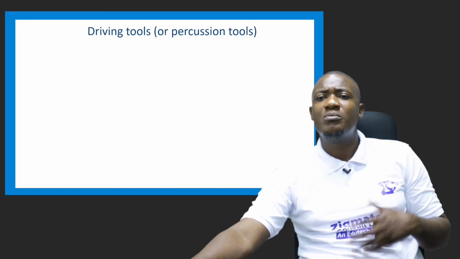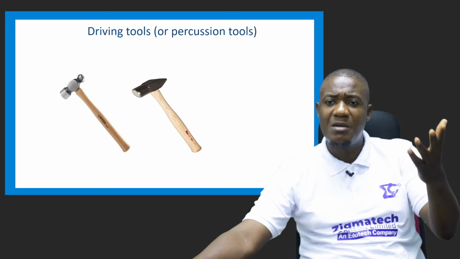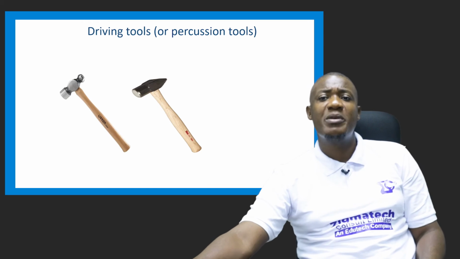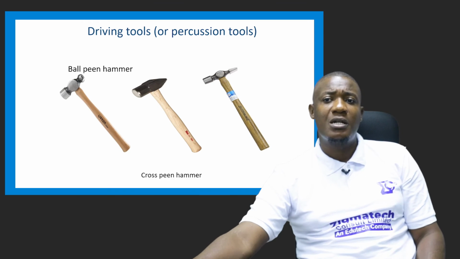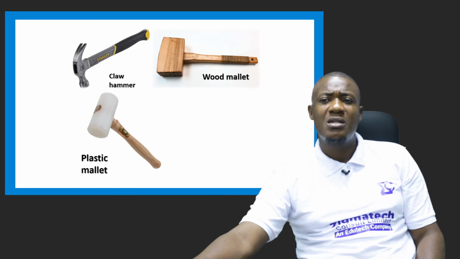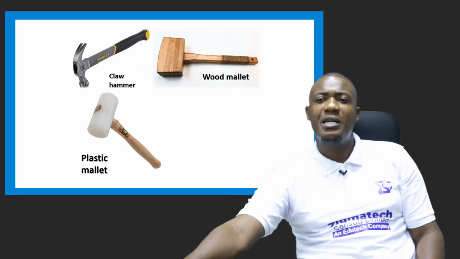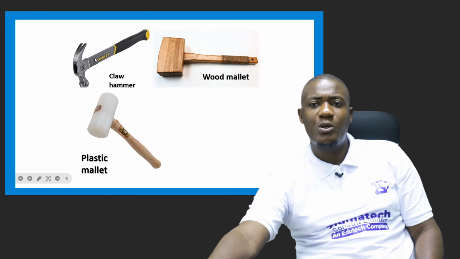Okay, now these are the driving tools. Like you can see them, we've discussed these types of hammer already. This is a straight pin hammer, the ball pin hammer there, you see, and the cross pin, and the claw hammer there. The claw hammer is important. Have a look at it.